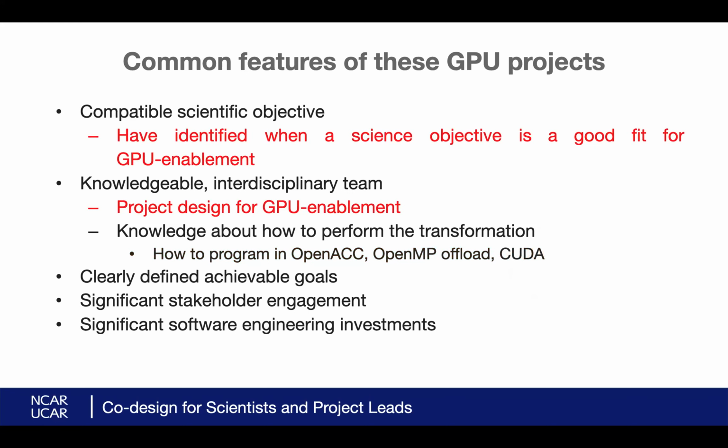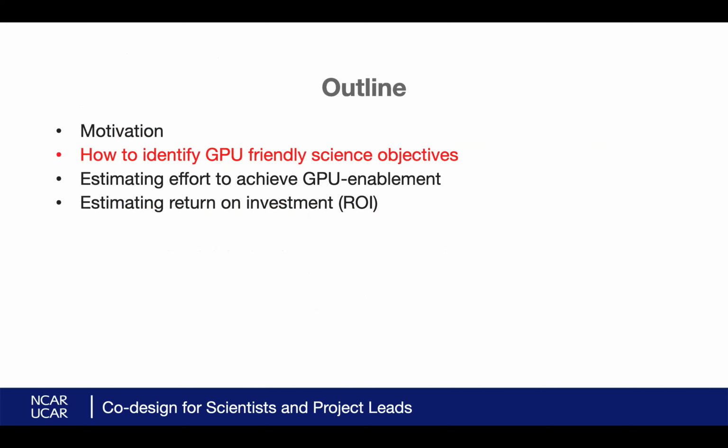What we want to concentrate on is how do we identify when a science objective is a good fit, and what some of the project design for the GPU enablement looks like. And so that's the target of this presentation. So here's an outline. First, we'll discuss the motivation. We want to identify GPU-friendly science objectives. Then we're going to be looking at estimating the effort for GPU enablement and estimating the return on investment. So what do you really get out of it?